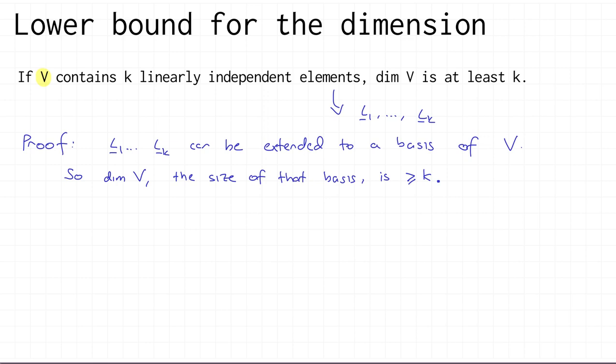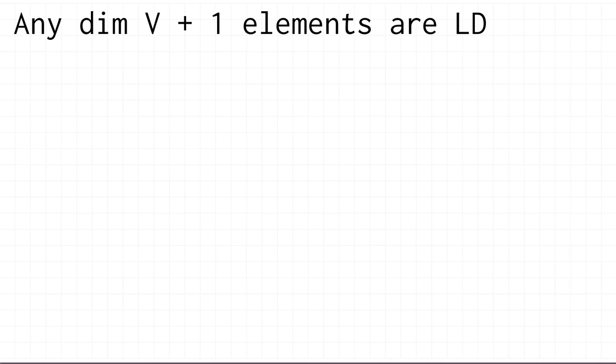One of the more useful ways to look at this result is actually to think about the contrapositive of it, which is that if you have more elements than the dimension, then those elements must be linearly dependent. So let's suppose we have V a vector space. Let's let n be equal to the dimension of V, just to save me writing out dim V lots of times. And we'll let V1, V2, up to V(n+1) be elements of V, any elements of V at all.